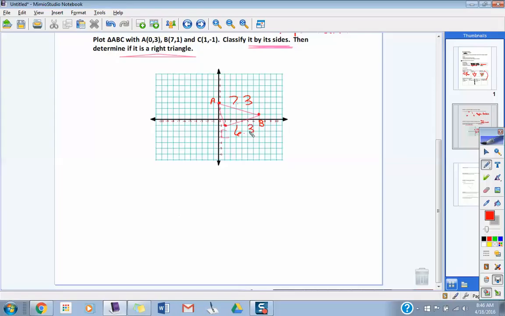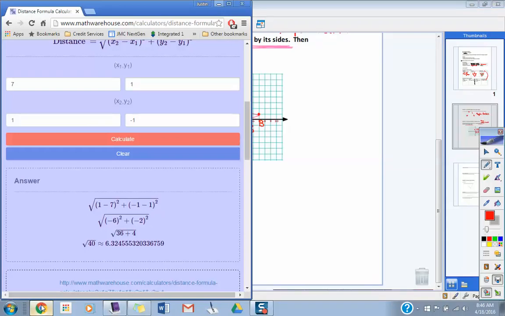What else do I need to find the distance of to classify this by side then? From where to where? A to C. So let's do that quickly. You guys tell me the points at A and C. C is already 1, -1, right? So what was my point A again? 0, 3.